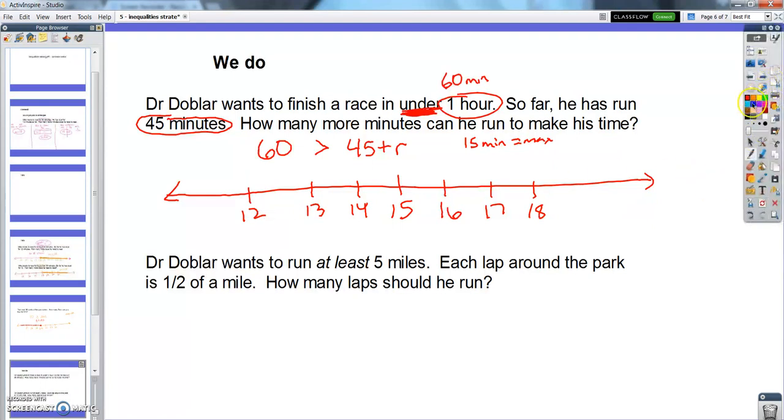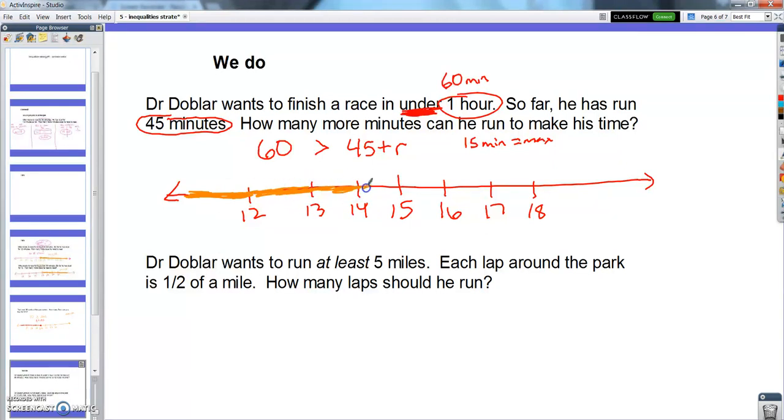And I'm going to shade all my okay times. I'm okay with anything over here. I'm okay with 12 minutes. I'm okay with 13 minutes. I'm okay with 14 minutes. I'm okay with 14:30, 14:40, 14:50, 14:59, all okay. As long as it does not take me exactly 15 minutes.